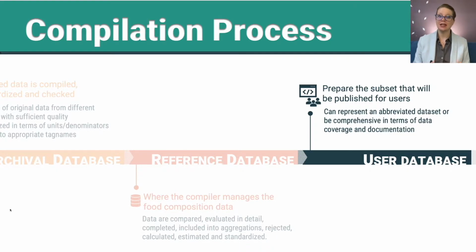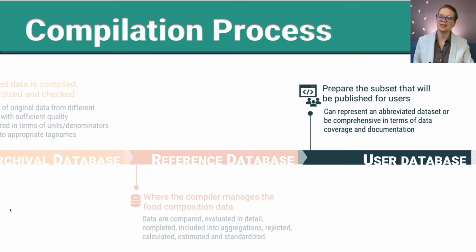So as you can see, the compilation process includes all these 4 steps, and it's really important that we follow each step because it makes it easier for us when we need to go back and check the information that we are going to publish on the user database. Because if we take the original data and then we start to make all our calculations, aggregations, and estimations, and we don't keep the original data recorded as it is in the archival database, it will be very difficult if we need to check or to make an update of this food composition table. So it is extremely important that we keep all these different steps.